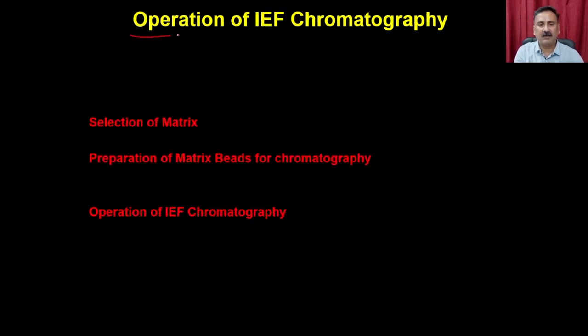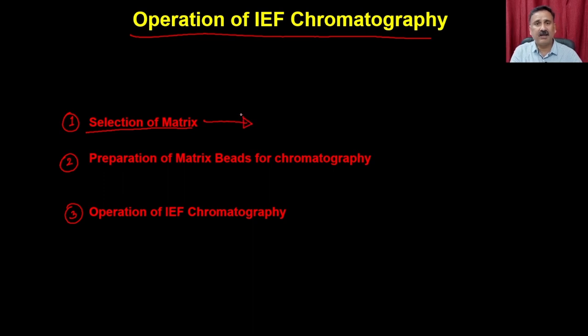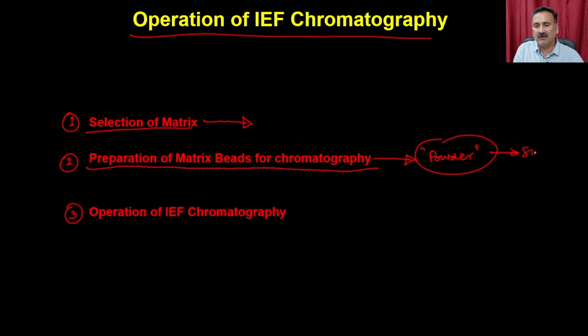When you want to start running ion exchange chromatography, you have to follow three steps. Number one, you select the matrix. We have discussed many types of matrix, like weak cations, strong cations, weak anions, and all that, so you have to choose the matrix. Then you have to prepare the matrix beads for the chromatography. These beads are always supplied as a powder, so this powder has to swell in the buffer where you are planning to perform the chromatography, and that's how you prepare the beads. And then you actually do the ion exchange chromatography.